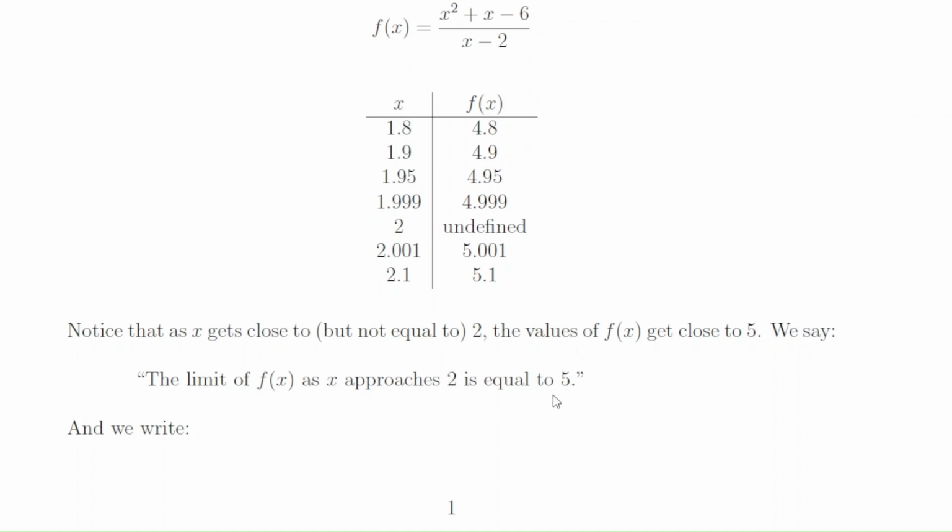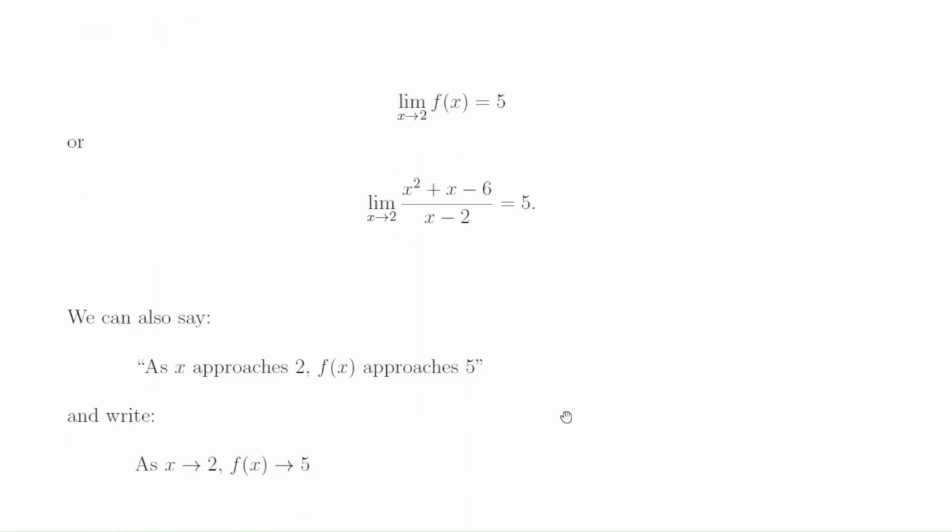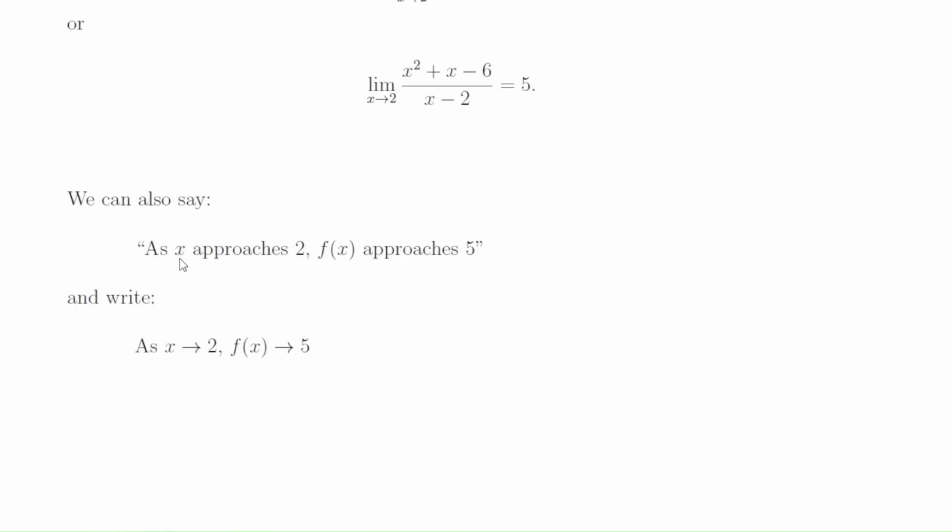So this is the idea of a limit. And our notation here is we write the limit as x approaches 2, and this little arrow is read "approaches." So the limit as x approaches 2 of f of x is 5. Or you can write in the formula for the function here: the limit as x approaches 2 of this function is equal to 5. There are different ways of saying it, but we can say as x approaches 2, our outputs, our f of x's, approach 5. And you can write it with the arrow notation as well. But this is the idea of a limit.